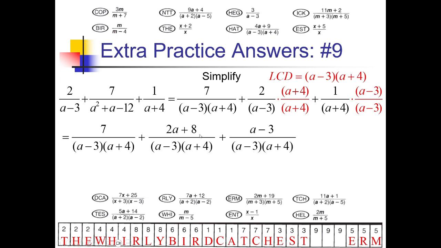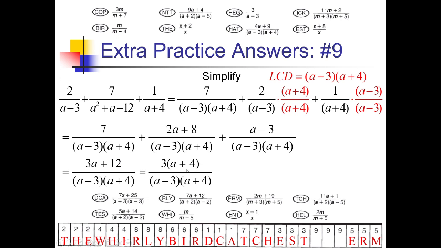Now it's time to go ahead and combine all of these together, the numerators. So for the denominator, it's just the LCD I've been writing all along. Now for the numerator, we have a 2a plus an a gives us a 3a, and then 7 plus 8 is 15, minus 3 is going to be 12. Now 3a plus 12, I can factor a 3 out of all that. So that leaves me with a plus 4, which conveniently cancels out the a plus 4 down here. So I'm left with a final answer then of 3 over a minus 3.